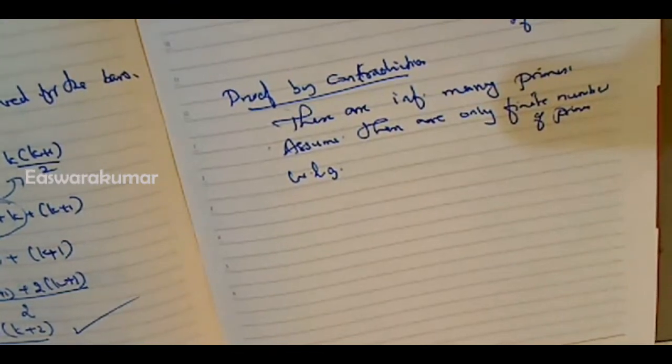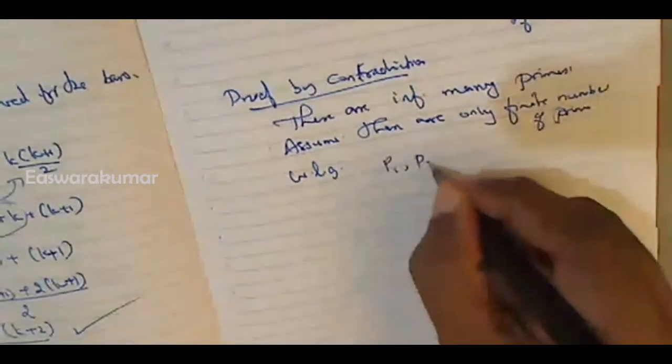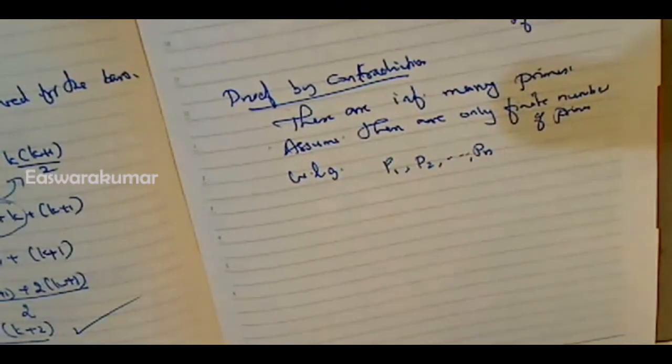Okay. So here, without loss of generality, we assume that the finite number of primes are P1, P2, etc., Pn. We assume that there are only n primes. n is a finite number. This n may be anything, I don't know. So if I assume that there are n primes, those primes will be P1, P2, etc., Pn. So I have listed out all the prime numbers, because my assumption is only a finite number of primes, right?